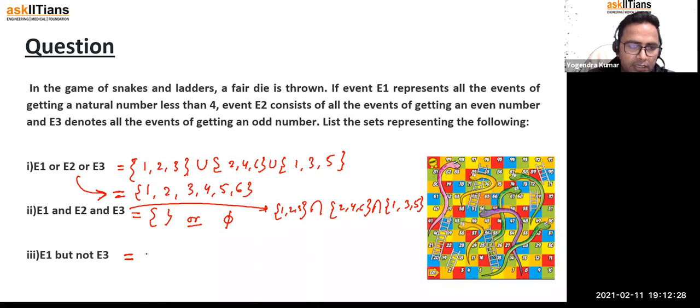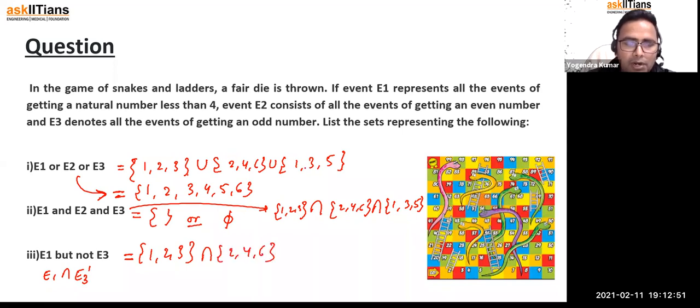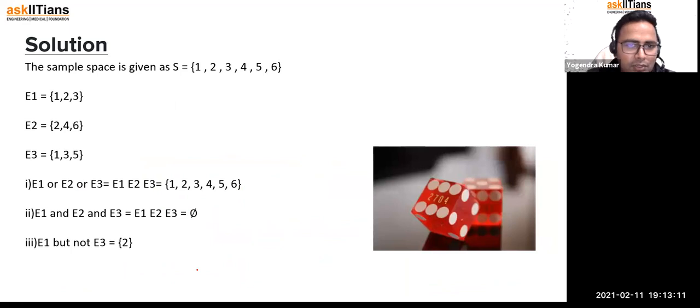Okay, now what are they saying? E1, which is what? 1, 2, 3, but not E3. So intersection, not E3 means what? Like E1 intersection E3 prime. E3 prime is what? Even numbers here, 2, 4, 6. Right. Apart from the full set, U minus A. E3 dash is what? U minus E3. Means apart from 1, 3, 5, all other numbers. So which are what? We have even numbers only left out. So that's why, what is it here? Which is 2 only. Right. This is what we got. I hope you're understanding. You can see all these cases. This is how we do it.